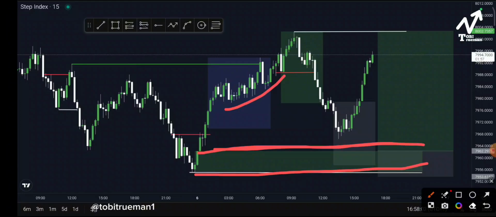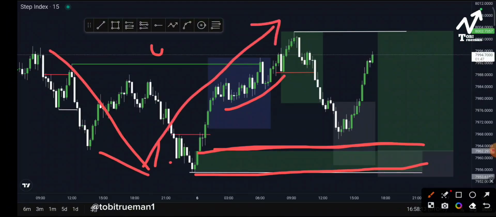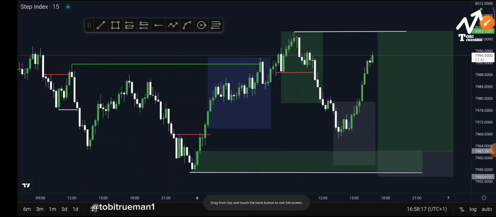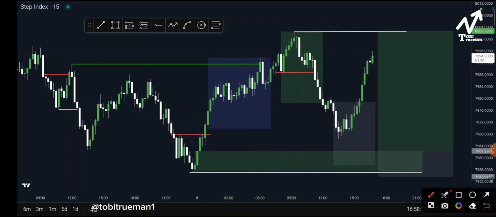So this is the first type of structure that happens. After the change of character, the market was making a downward movement, a downtrend. But this is now an uptrend. With an uptrend, what do we expect price to do? To buy.